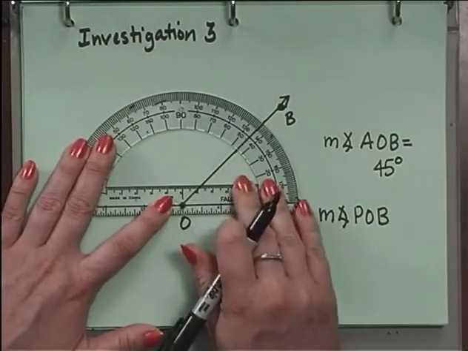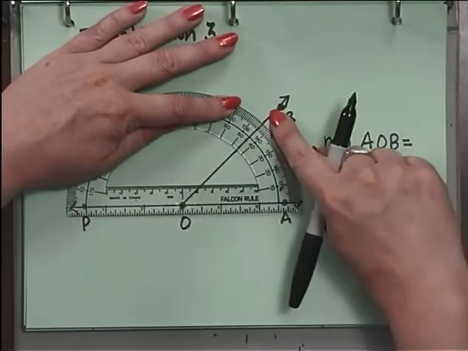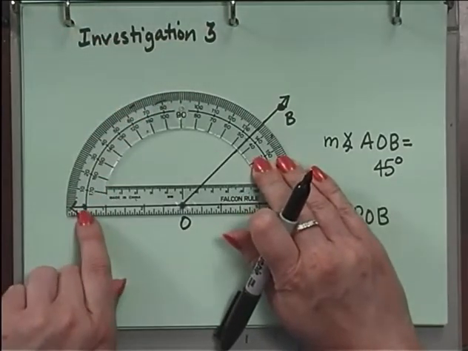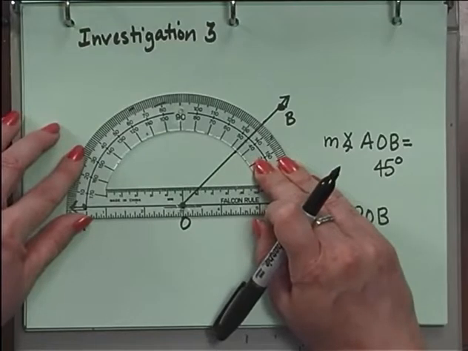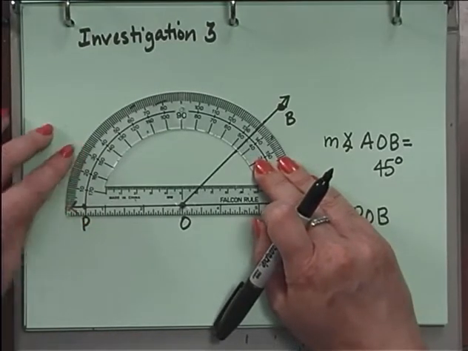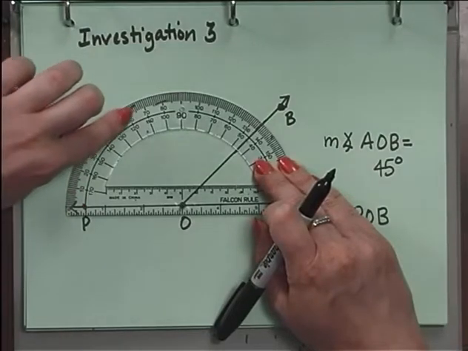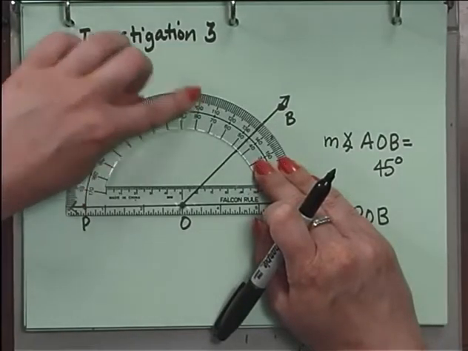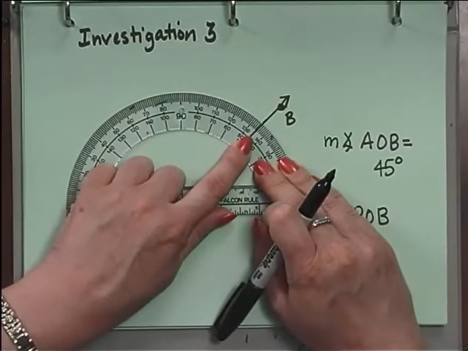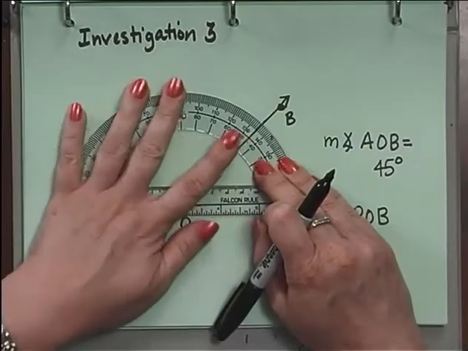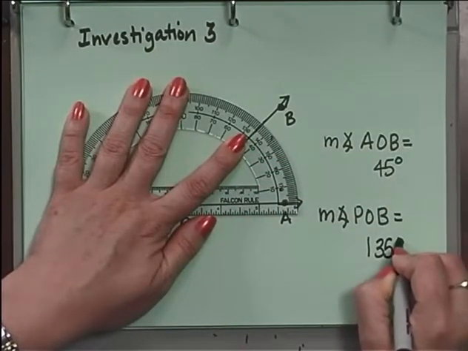Okay? Now, if I'm going to measure POB, that's from here to the center and then out to here. I'm going to start with my 0, and so I'm going to use my top measurements. Okay? So POB would be 0, 10, 20, 30, 40, 50, 60, 70, 80, 90, 100, 110, 120, 130. Midway between 130 and 140 is 135. So POB has a measurement of 135 degrees.